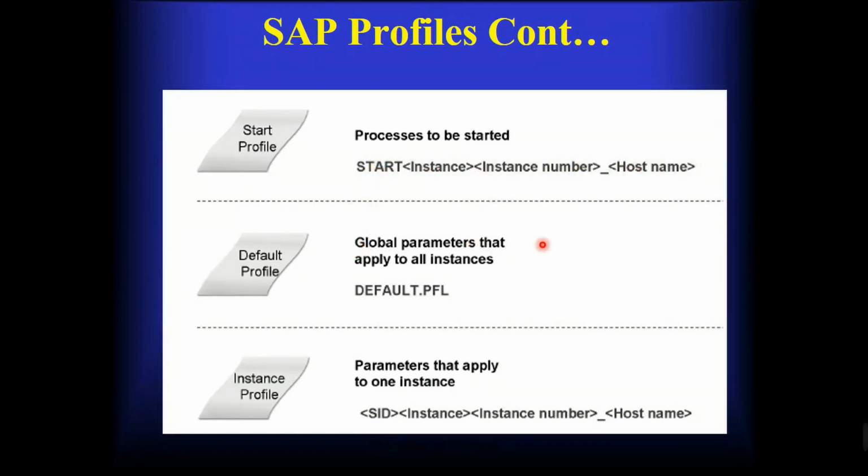Next is global parameters that apply to all instances, that is default.pfl. We'll see the location of this profile also. Next is parameters to apply to one instance, that is first the system ID, then the instance number, and then the host name. This is the format to write it.